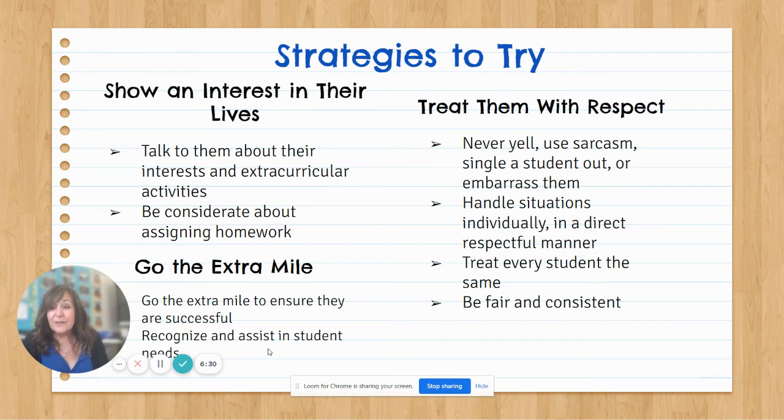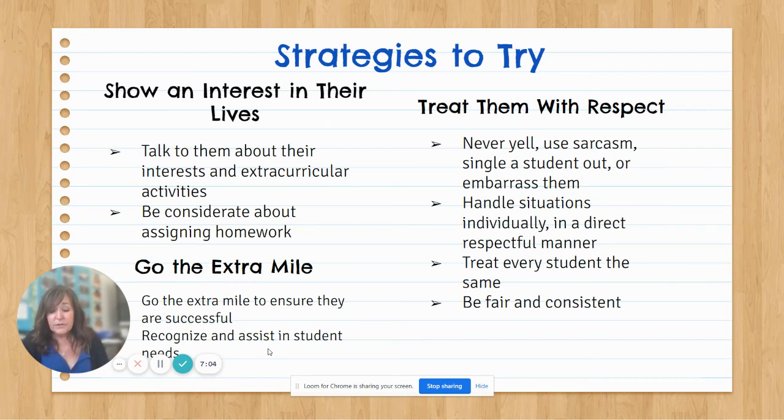Treat your students with respect. That is very important. Respect goes both ways. Your students will never respect you if you do not respect them. You should never yell, use sarcasm, single a student out, or attempt to embarrass them. Those things will lead to a loss of respect from the entire class. Teachers should handle situations professionally. So you should deal with problems individually in a respectful, yet direct and authoritative manner.